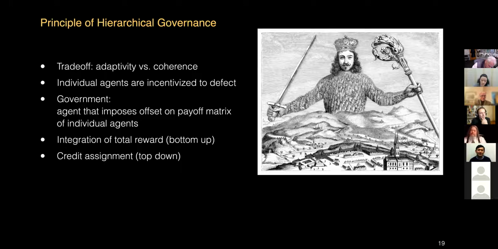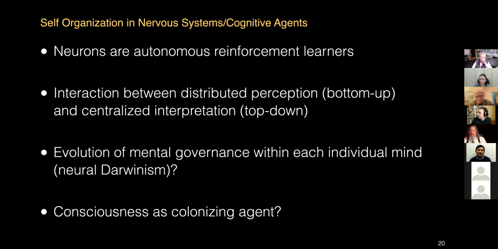And the purpose of this government is to integrate the total reward, which can happen from bottom up, and to top down do credit assignment to make sure that the individual behavior is adjusted in such a way that the Nash equilibria of the individual agents become compatible with the common good. And this is something that also needs to happen in some sense in our own brain.